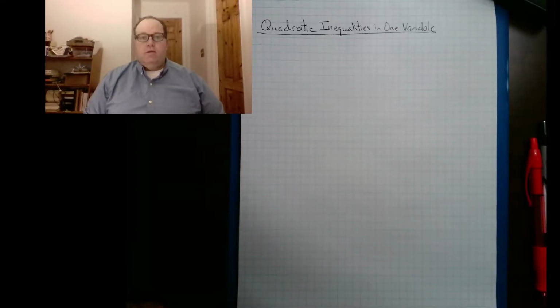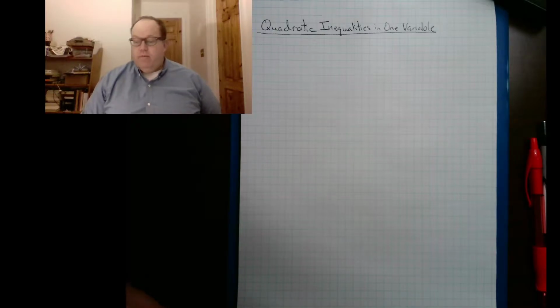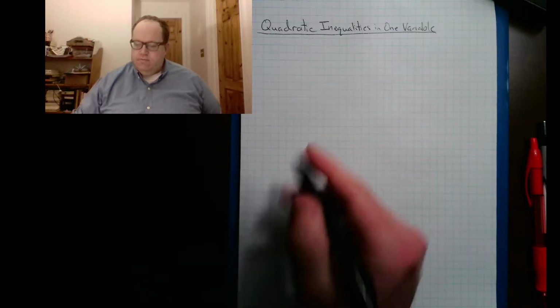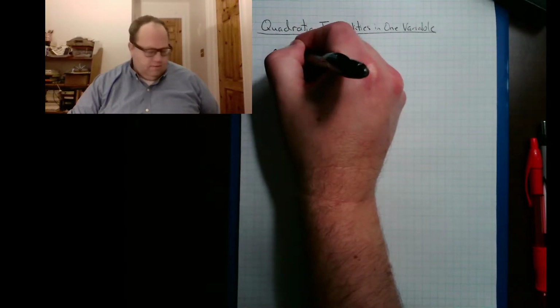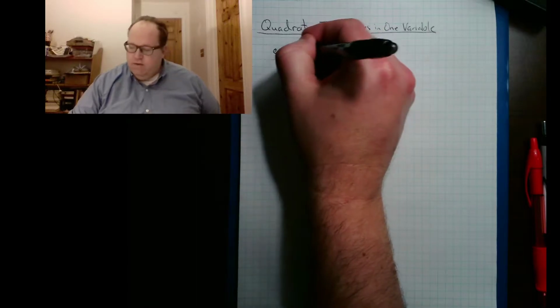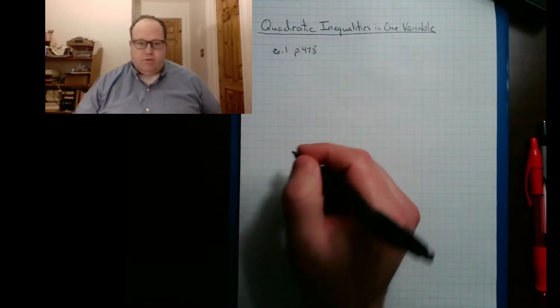Right. Today we are going to talk about quadratic inequalities in one variable, specifically solutions to quadratic inequalities in one variable. And I'll just jump right in with a few examples of working through these things. Your first example is example 1 from page 478 of your textbook.